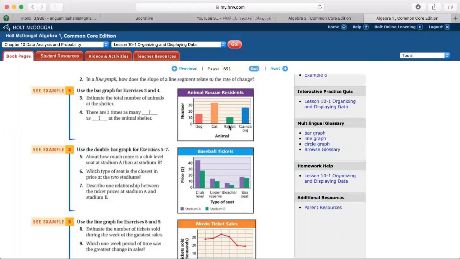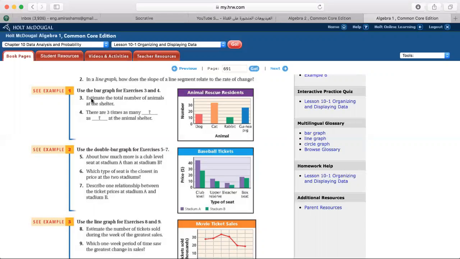Okay, what about the rabbit? The rabbit is here, stopped here. So if I go to the left, I will find 10. What about this animal? If I go to the blue, I go to the left. It is between 20 and 30, so the middle number is 25. So now we learned how to read the bar graph.